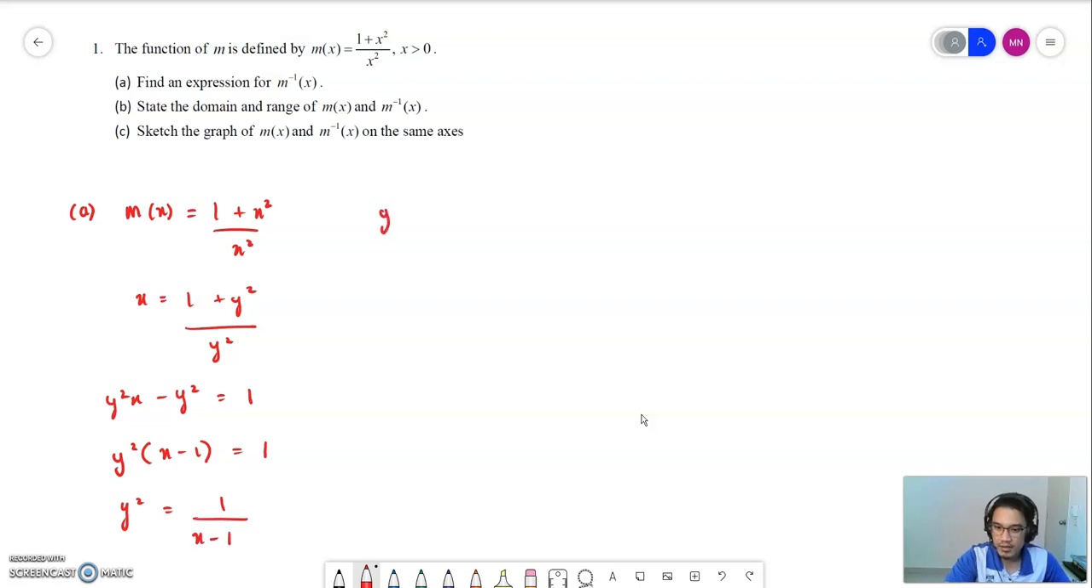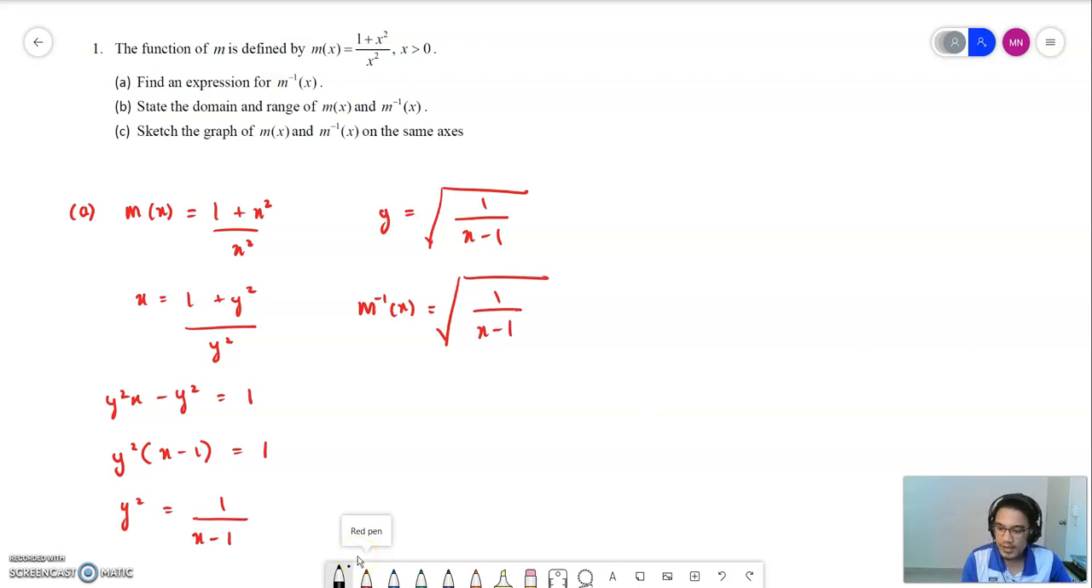Then we can bring the square onto the other side and it becomes the square root of 1 over (x minus 1). So then I just change y back to m inverse, equal to the square root of 1 over (x minus 1).